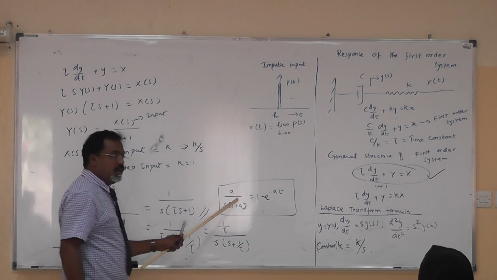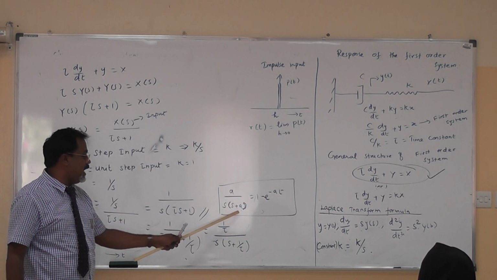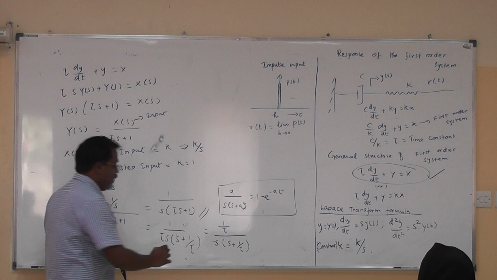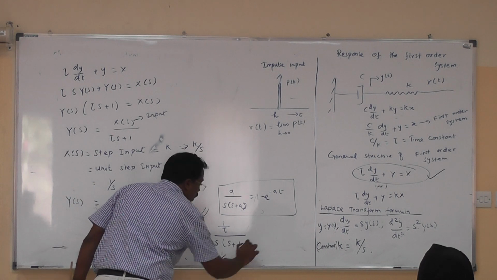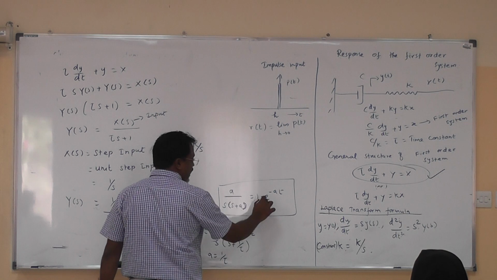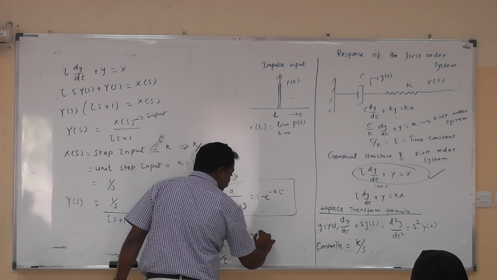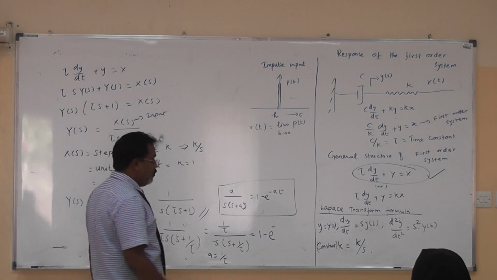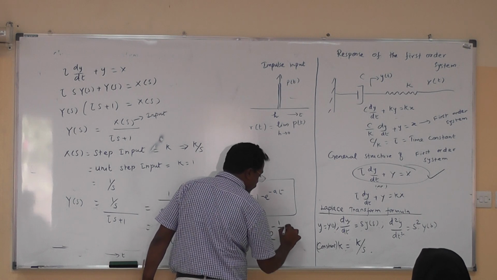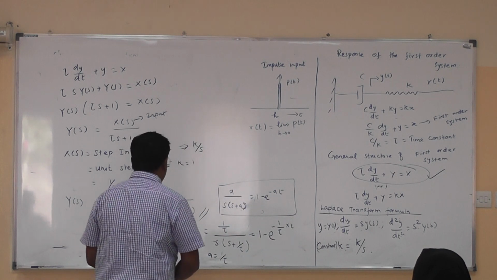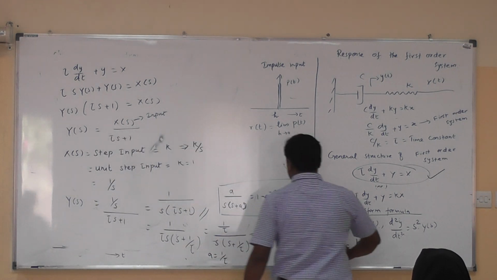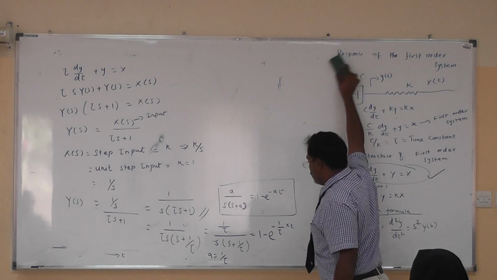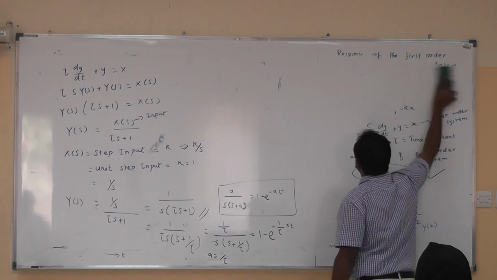You compare this with a by s into s plus a: 1 by tau divided by s into s plus 1 by tau. A equal to what here? A equal to 1 by tau. So based on the formula, a by s into s plus a means 1 minus e power minus a t, and instead of a we have 1 by tau. So you put 1 by tau, then after that t. This is the conversion of the s domain into the t domain. The equation comes as 1 minus e power minus 1 by tau into t.